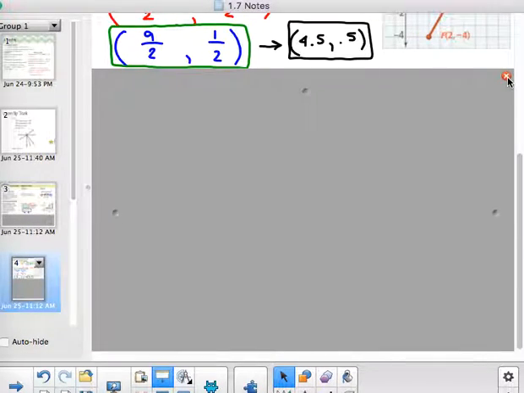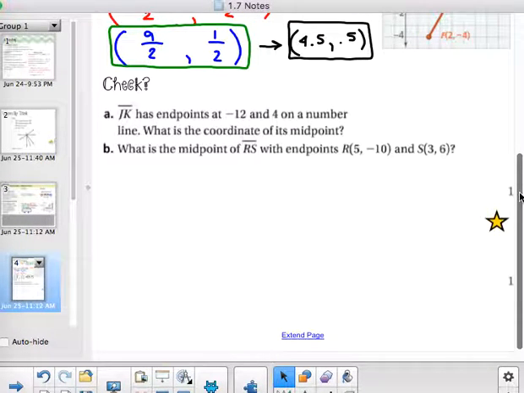Here is your first Got It that you are going to answer on your screen on your Edpuzzle. Please take time to answer both question A and question B.